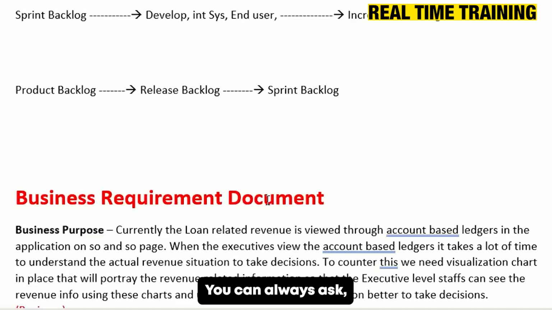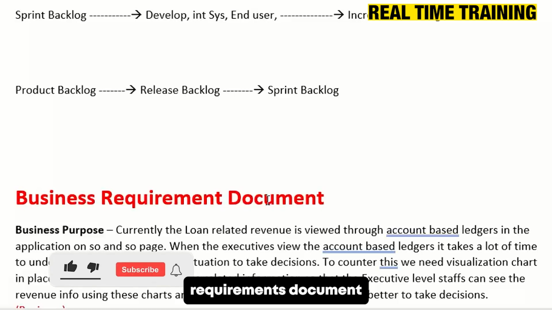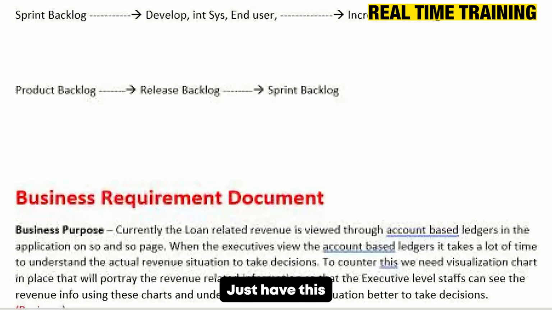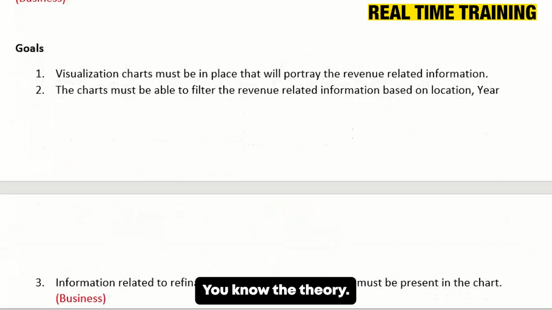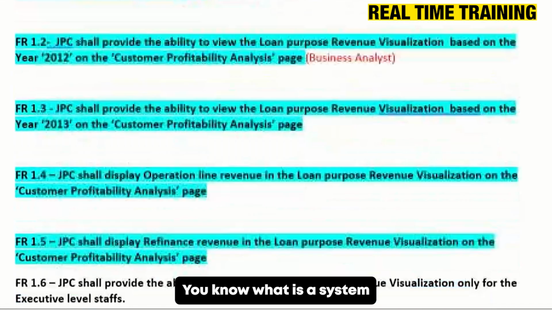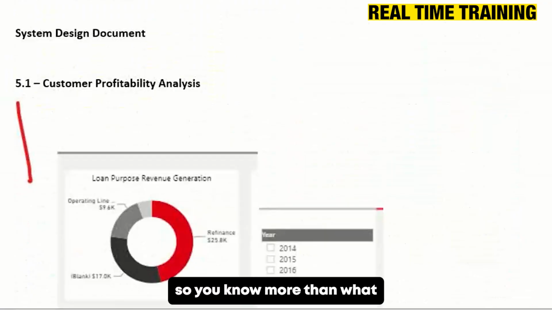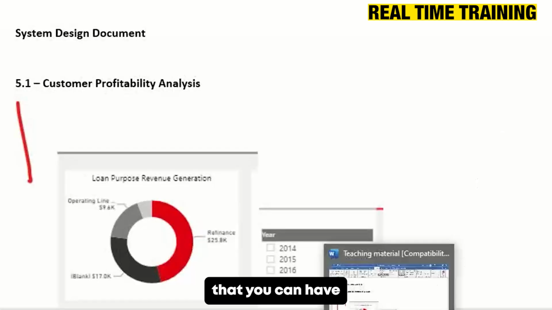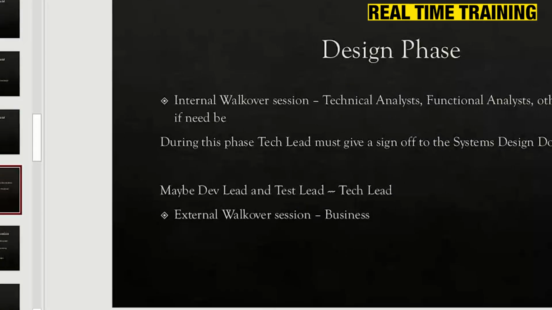You can always ask, so what is that? Is it a requirements document or a design document? What do you expect? Can you send me some templates? When they suddenly throw jargon at you, you don't have to get nervous. Just have this in the back of your mind. You know the theory, you know what a BRD is, you know what a system design document is. So you know more than what you're supposed to know, so you don't have to get nervous, and different names are used. That is something you can keep in your mind. Okay, I think I've given too much info.